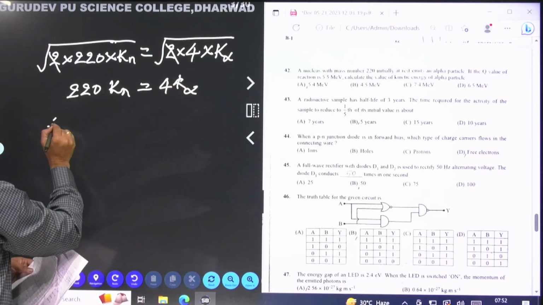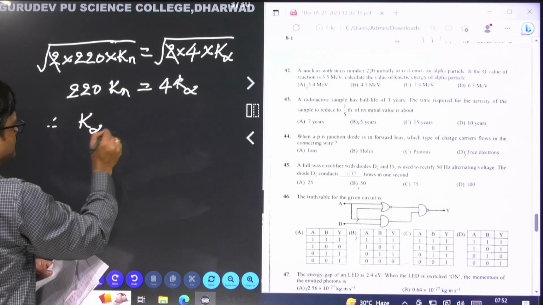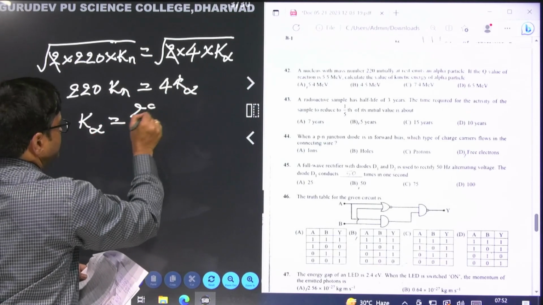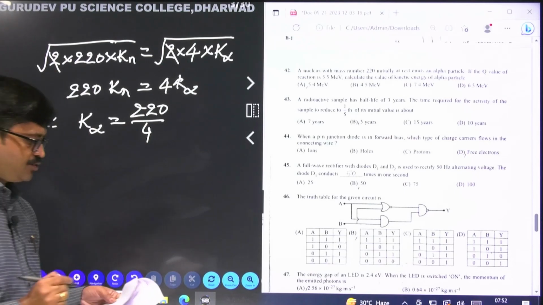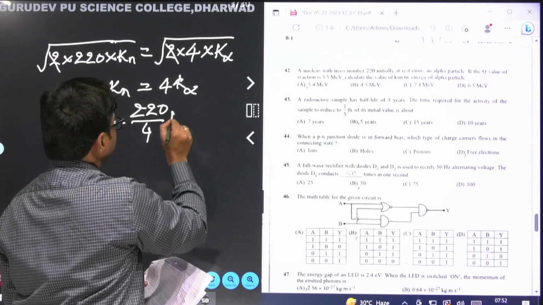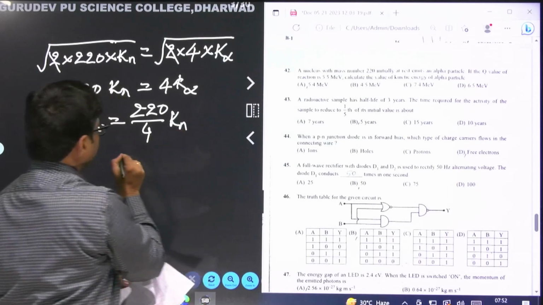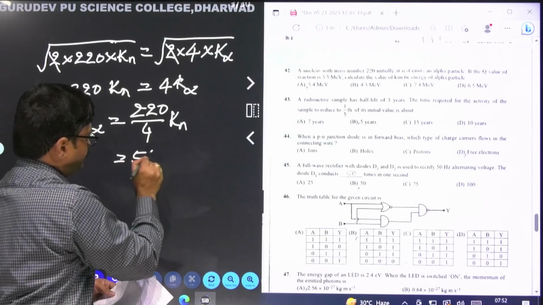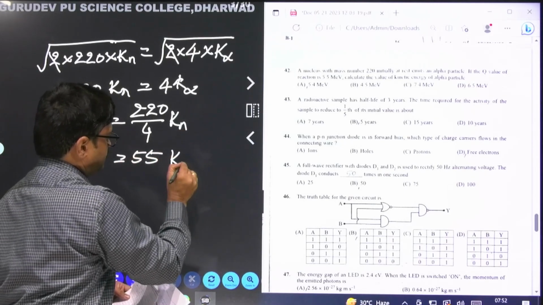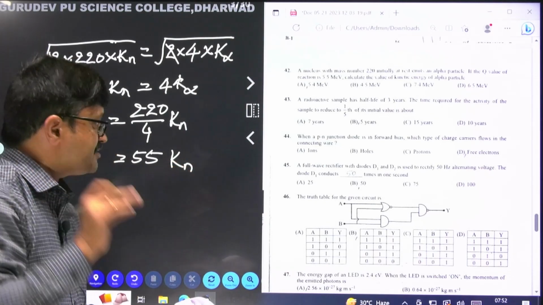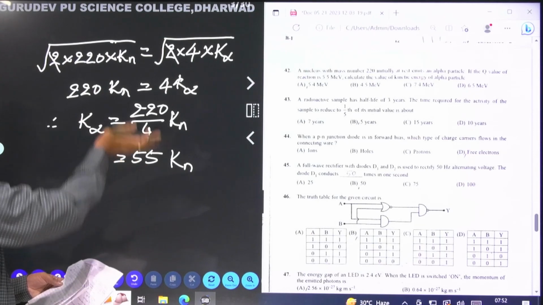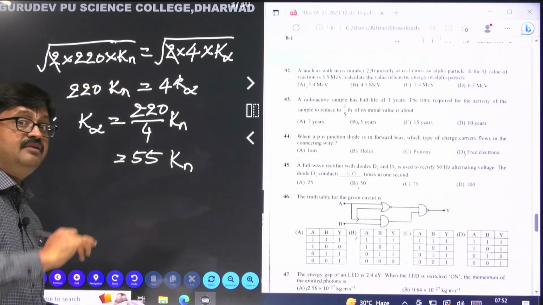So that means I'll get K alpha is equal to 220 divided by 4. This is what I'll be obtaining. So 220 by 4 times of Kn, which will be nothing but 55 Kn. Now, next job, we will be addressing the equation 1 that we have devised earlier.